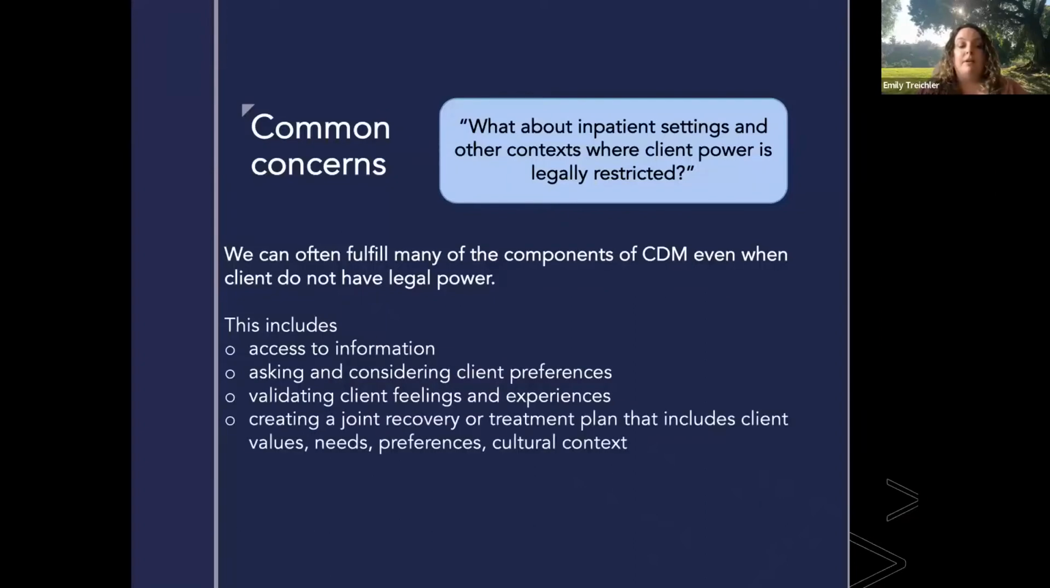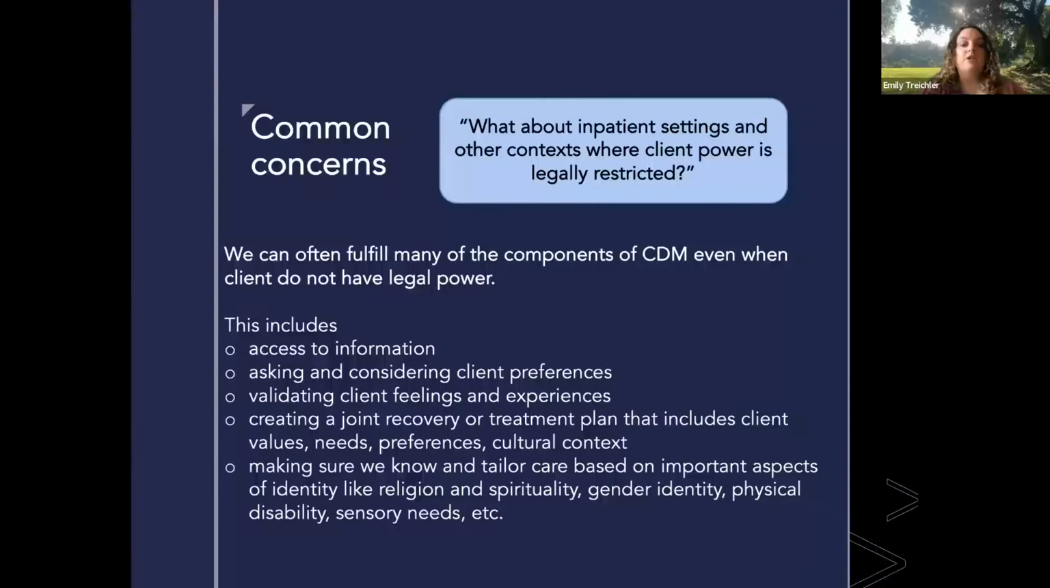Creating that joint recovery and treatment plan and really thinking about client values, client needs, preferences, cultural context, making sure that we are incorporating who that person is as an individual into that treatment plan for the duration of their stay, and during discharge as well. And then making sure that we know and tailor care based on important aspects of identity. So we should make sure that we're fulfilling essential parts of their care, even if they're legally restricted.